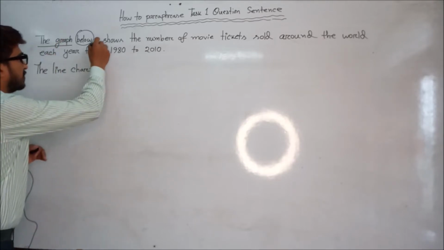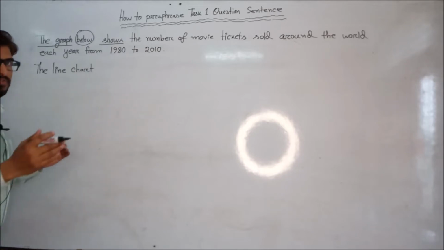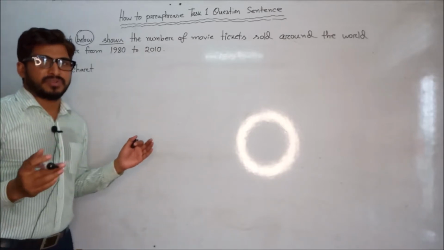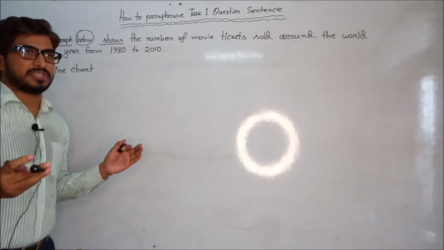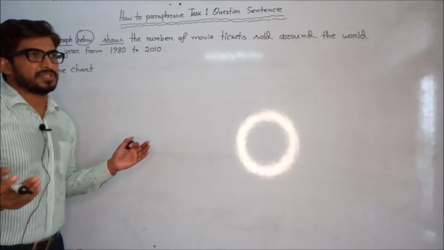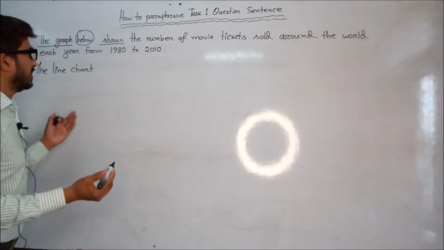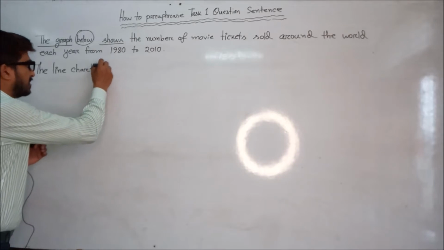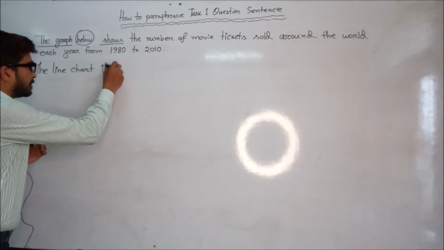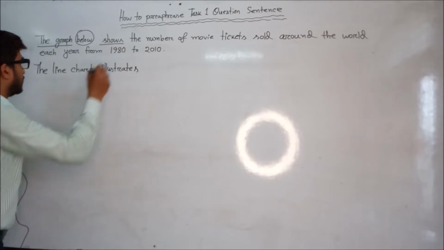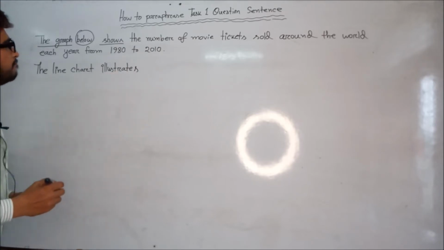Then moving on to the next word, which is shows. Shows is the verb, and there are a few synonyms you can memorize. For example, illustrate, demonstrate, represent, provide. So you can use any of them. I am using illustrate. Illustrates. So the line chart illustrates.